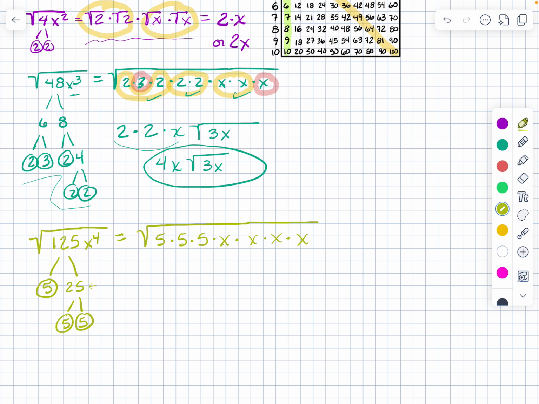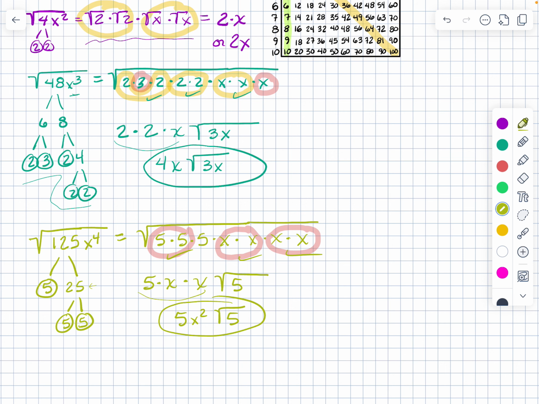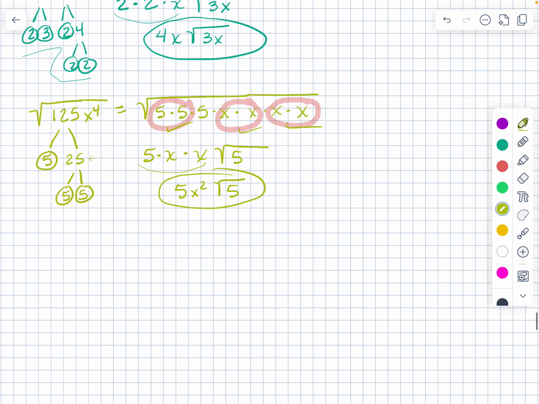All right, and now let's group every pair that we have. We have a pair of 5s, a pair of x's, and another pair of x's. And now we can take out the 5 times x, and that's this, this, and this. And then we're left under the radical with a 5. Let's multiply these together and we get 5x squared times the square root of 5. So that's it. Let's do one more just to make sure that we have it.